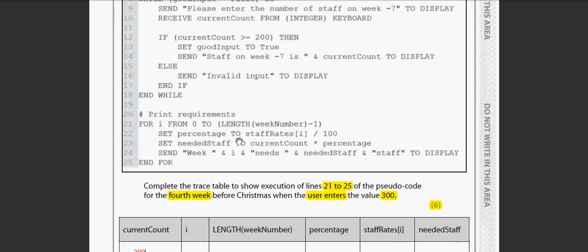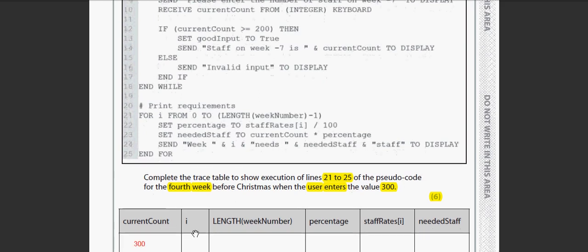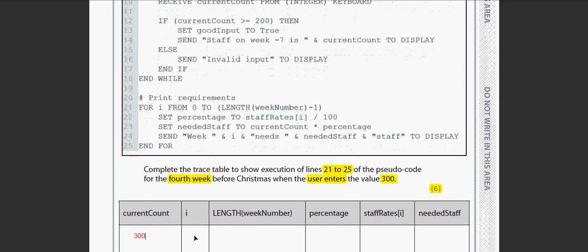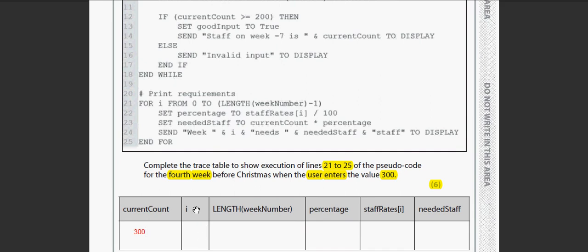If we went from 0 to length of week number, it would count from 0 to 6, which would give you 7 loops, which means the last loop would give an out of range error message. So we're looking at I. So now we know I is going to be a whole number. It's a loop. It's an index position in the loop.